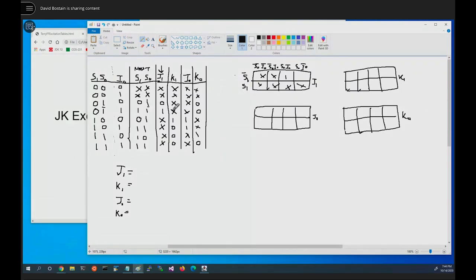The K column: four X's followed by a 1 and some zeros. Third column, four X's, followed by 11XX. Last column, XX00, XX10.